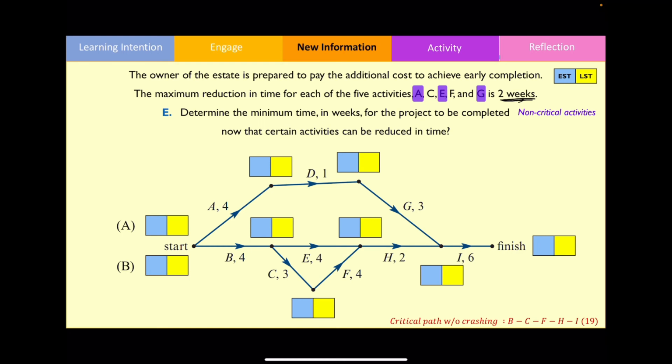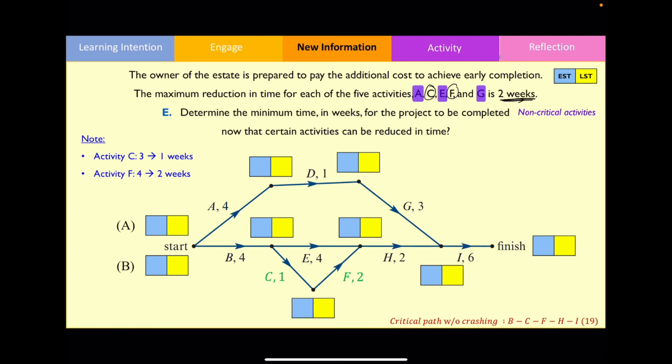So in this case over here, activities C and F are critical activities. So I'm going to reduce each of these times by 2 weeks. Currently, activity C takes 3 weeks, so I'm going to reduce it now to 1 week. And activity F took 4 weeks, so now I'm reducing it to 2 weeks. Now I'm going to illustrate that by labeling 1 and 2 on our network diagram.